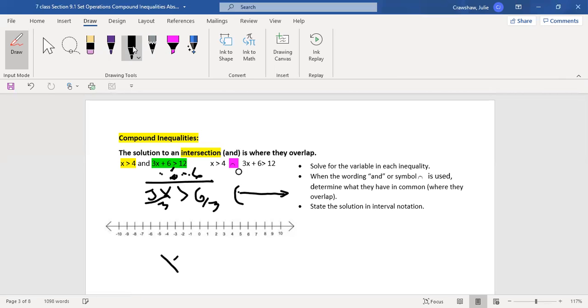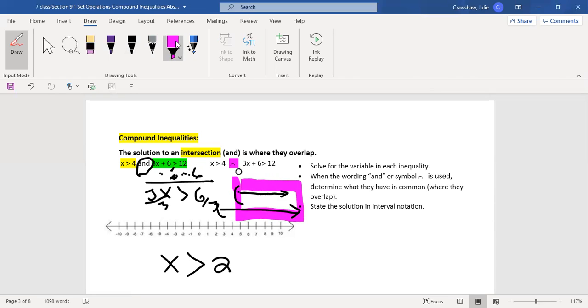So I have x is greater than 2. So now 2 is right over here, and it's a parenthesis also, and it's going that direction. Also, they're both going in the same direction. But the word and is saying, where do these two lines cross? Where do they overlap? Well, they overlap pretty much everywhere past 4.